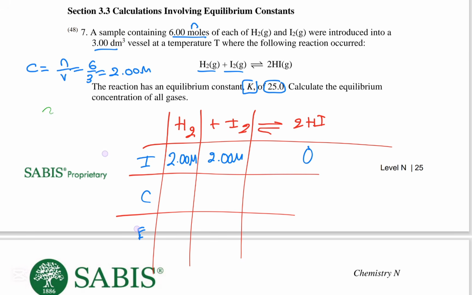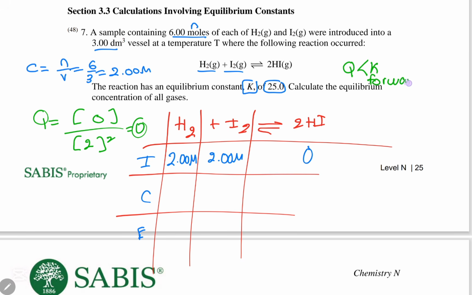First of all, we need to check the value of Q. What's the value of Q? The value of Q is going to be the concentration of products, which is 0, divided by the concentration of reactants, which is 2 squared, so I'm going to end up with a 0. Since Q is less than K, then my forward reaction takes place, so my reaction will move like this.